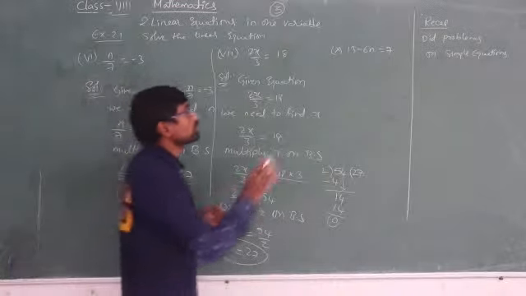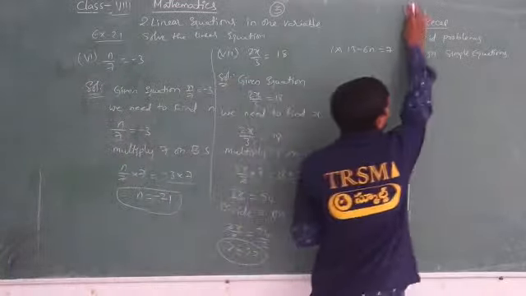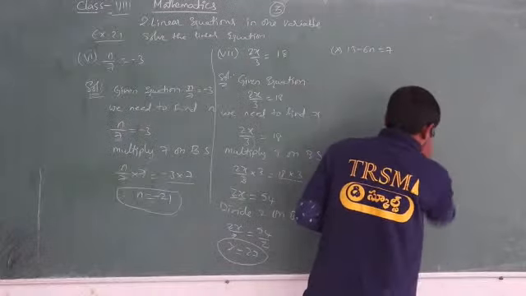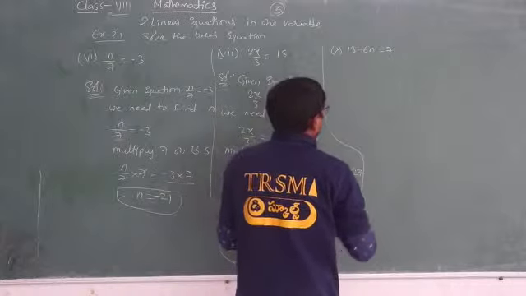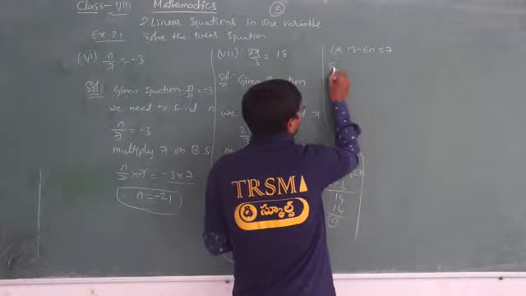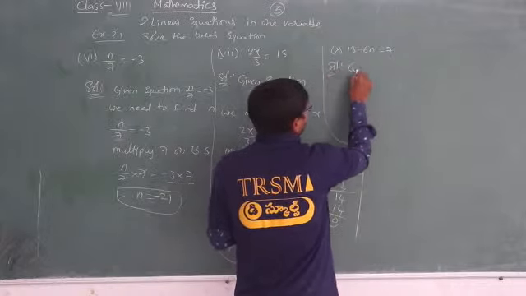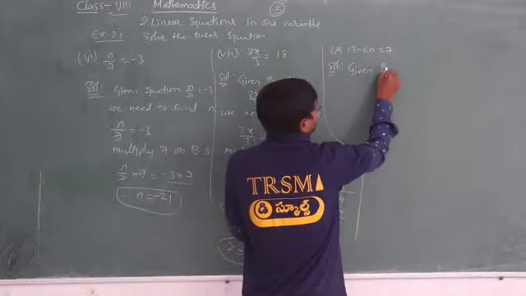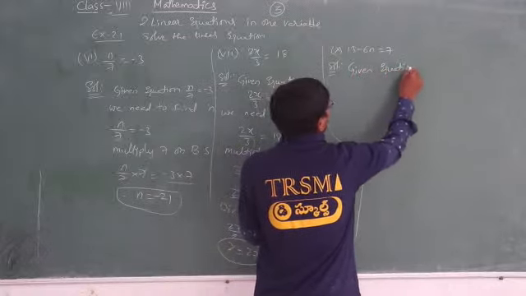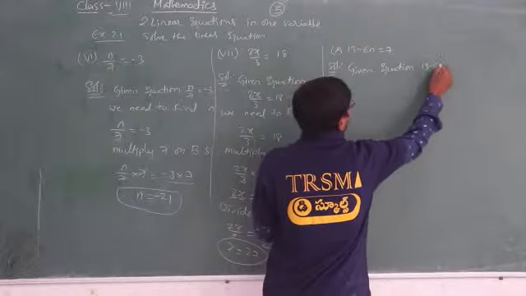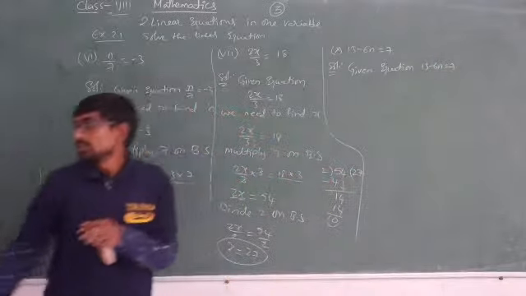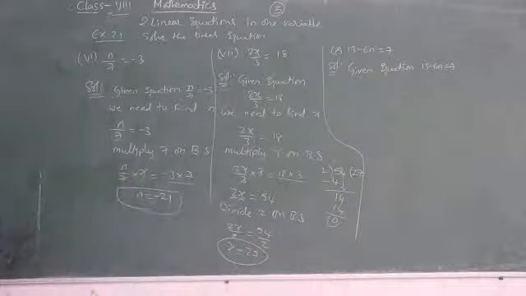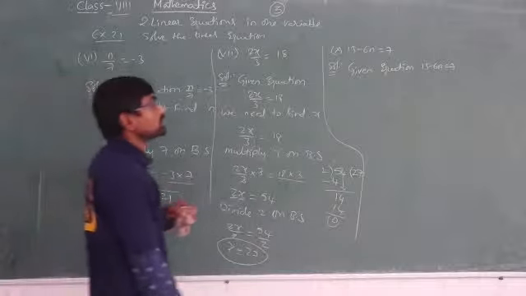Understood? So similarly, we have to solve this question. What is this? What has he given? So the given equation. What is that given equation? 13 minus 6n is equal to 7. It is the given equation, isn't it?